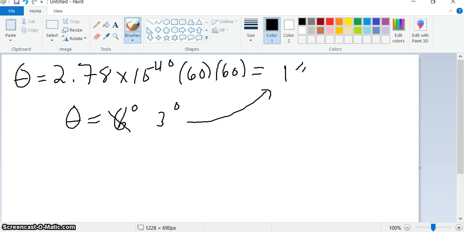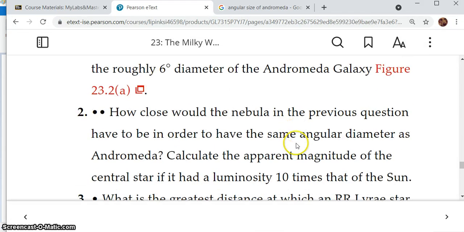All right, let's move on to the second problem. So here's our second problem. How close would the nebula in the previous question have to be in order to have the same angular diameter as Andromeda? So we're going to have to rework this problem for 3 degrees. I think I worked it without thinking about it. I had worked it for 6 degrees. Then calculate the apparent magnitude of the central star if it had a luminosity 10 times that of our sun. All right, so we've got to work on that.